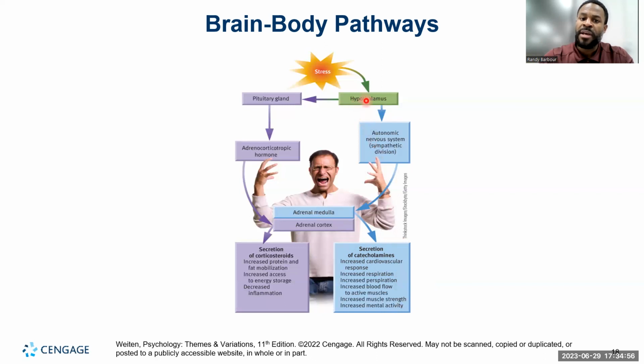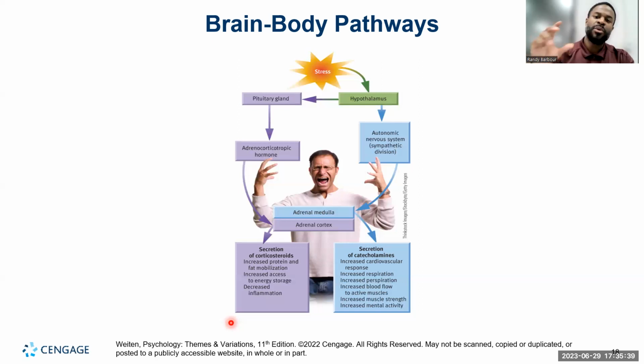And then on the other side, the other pathway is the hypothalamus communicates with the pituitary and the endocrine system. And the endocrine system releases a hormone called the adrenocorticotropic hormone, right? And then that is released to the adrenal cortex, which then releases a corticosteroid. And the corticosteroid increases protein and fat mobilization. It increases your access to energy stores, and it decreases the inflammation in your body, right? Because it's preparing your body to act. It's preparing your body to move and to act on whatever it is, either running or fighting.